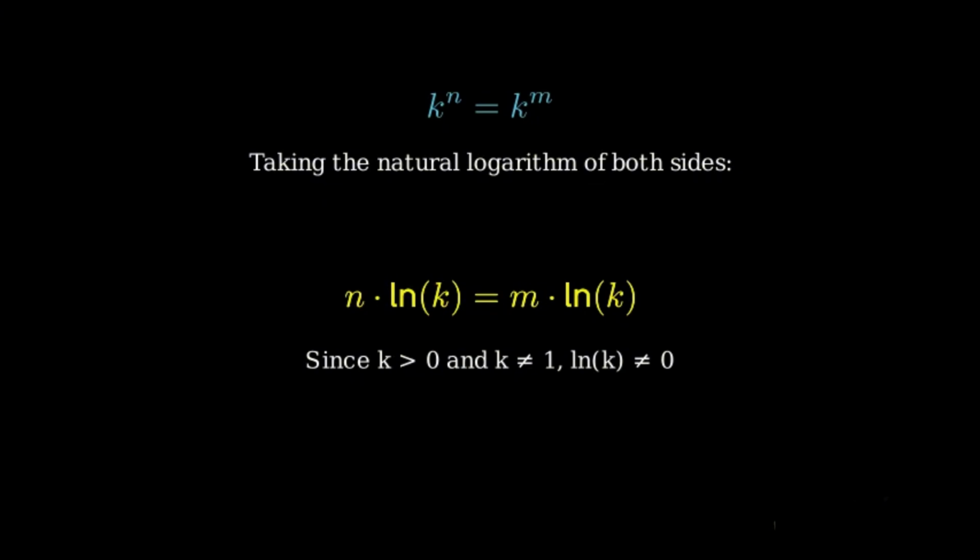Since the natural log of k is non-zero, we can safely divide both sides of the equation by it. This is essentially applying the same operation to both sides, which maintains the equality. After dividing both sides by the natural log of k, the equation simplifies beautifully to n equals m, which is exactly what we wanted to prove.